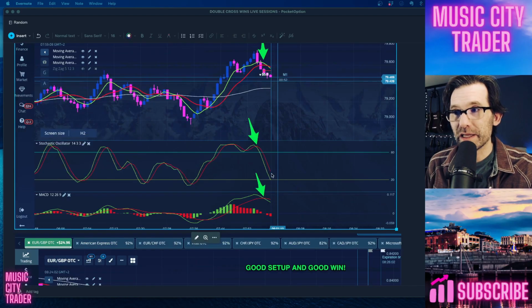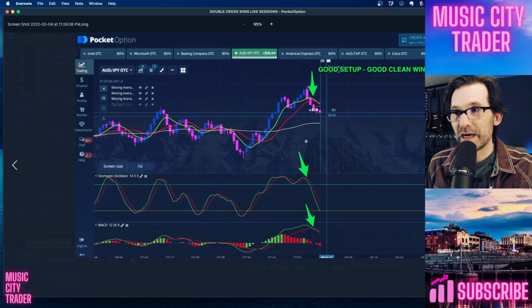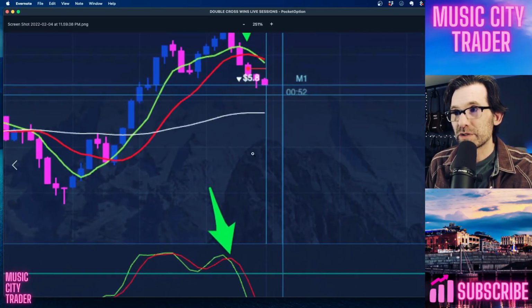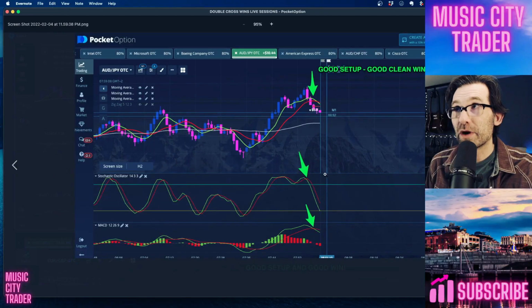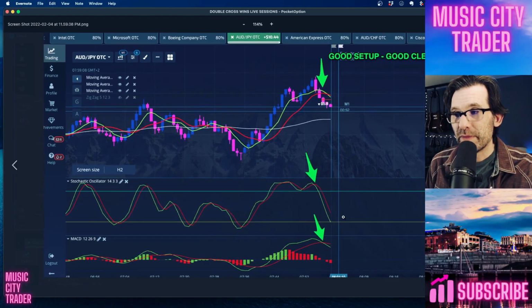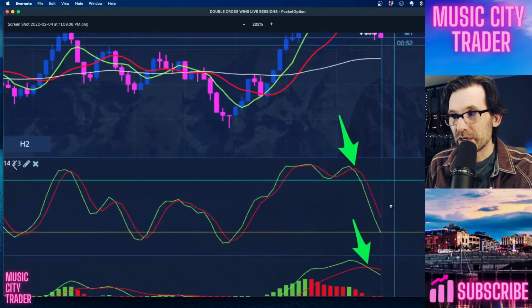Then you can kind of go, oh, I like this. Maybe I want to learn more about this. I win a lot of bids using this method. It's a great setup. This was a good, clean win. Yeah, of course, you're going to lose some, and that's fine, but you're always going to be able to make up those losses with a makeup strategy like the Music City Trader makeup strategy.